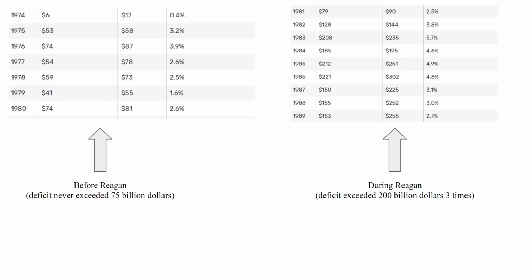As you can see, the chart on the left represents the 6 years before Reagan's presidency. As you can see, the deficit never exceeded $75 billion. However, when you look at the chart on the right, which is during Reagan's presidency, you can see that the deficit exceeded $200 billion 3 times. In other words, the deficit under Reagan got out of control, and the US national debt also got completely out of control. So as you can see, there are lots of pros and cons about Reaganomics.